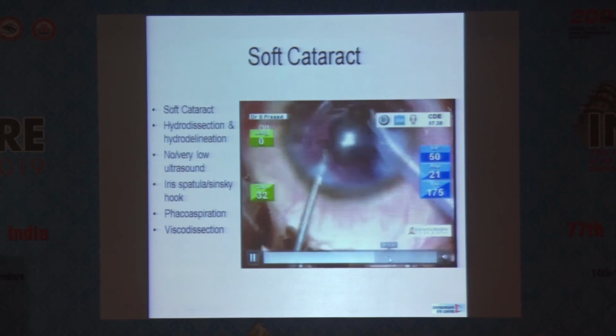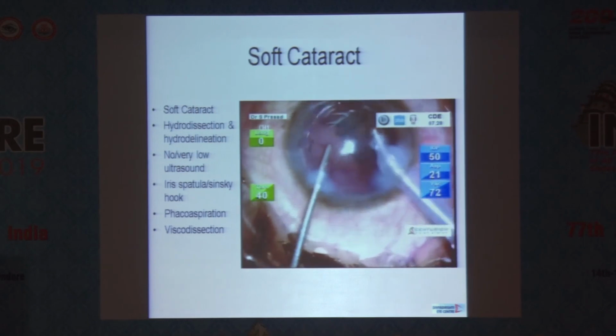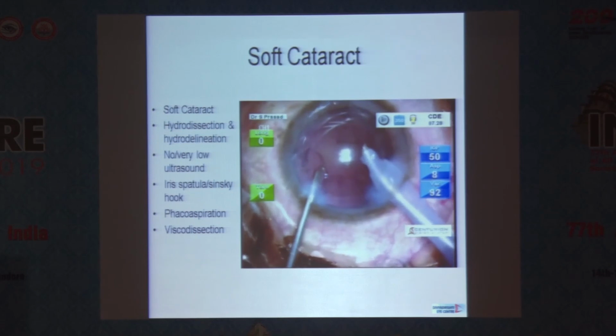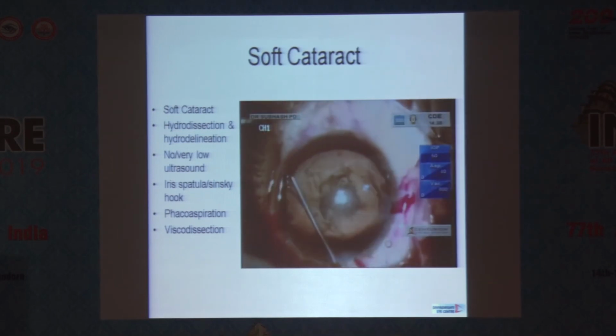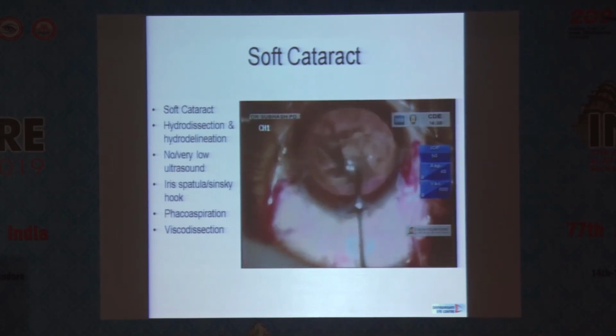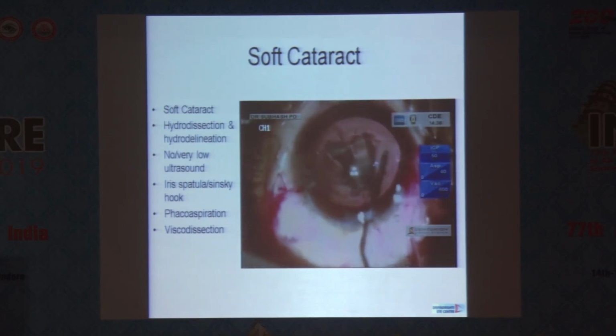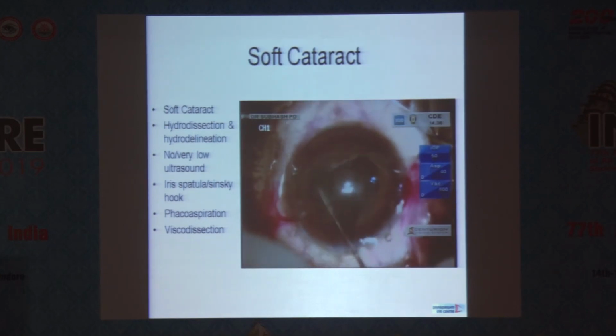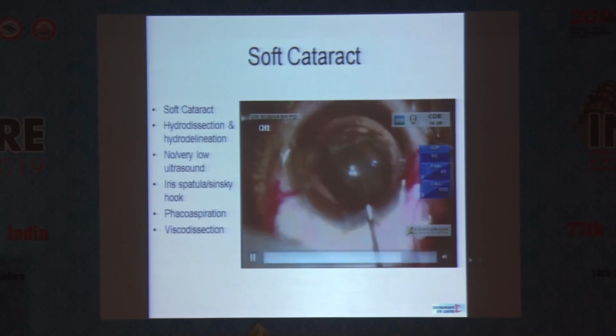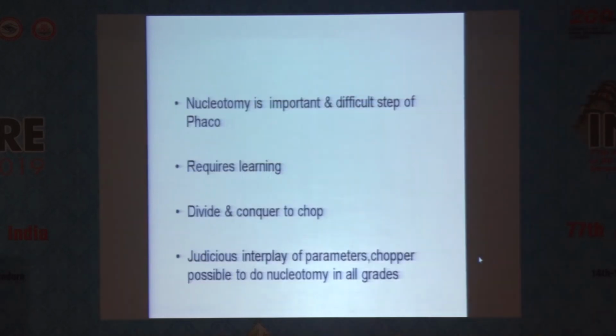Another way is that you just do the hydrodissection and prolapse the nucleus in the center, in the anterior chamber, because you don't have any hardness in the nucleus, so there is no fear of hurting the endothelium. So you can just prolapse the nucleus into the anterior chamber, and then phaco aspirate it. So nucleotomy is an important and difficult step of phacoemulsification. It requires learning, and divide and conquer is the way to start with, along with judicious interplay of parameters and chopper. Possibly you can do nucleotomy in all grades of cataract.